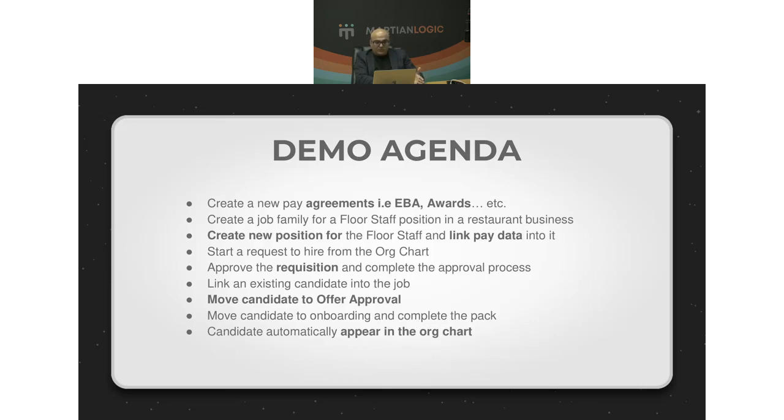So we're going to create a new agreement, create a new job family, and then create a couple of pay points under that. And then we go ahead and create the position, link all that data into it, and then we go to the org chart and start hiring for that position from there. And so the requisition form will end up being completely pre-populated. You don't have to do anything once you've done that.